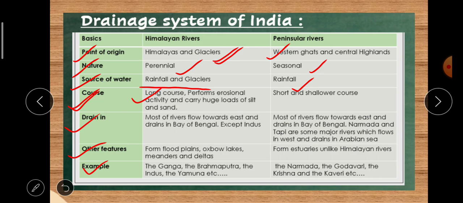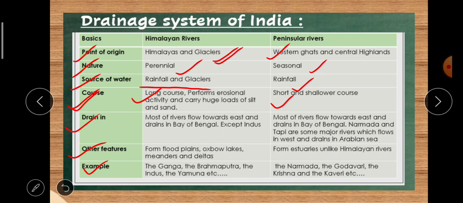So most or all of the Himalayan rivers are performing erosional activity, and they are also carrying huge loads of silt and sand with their water. Now, course of peninsular rivers. Their course is short and shallower. Himalayan rivers have a long course, but peninsular rivers have a short course, and their course is also shallower, means the depth of water is not as deep as Himalayan rivers have.